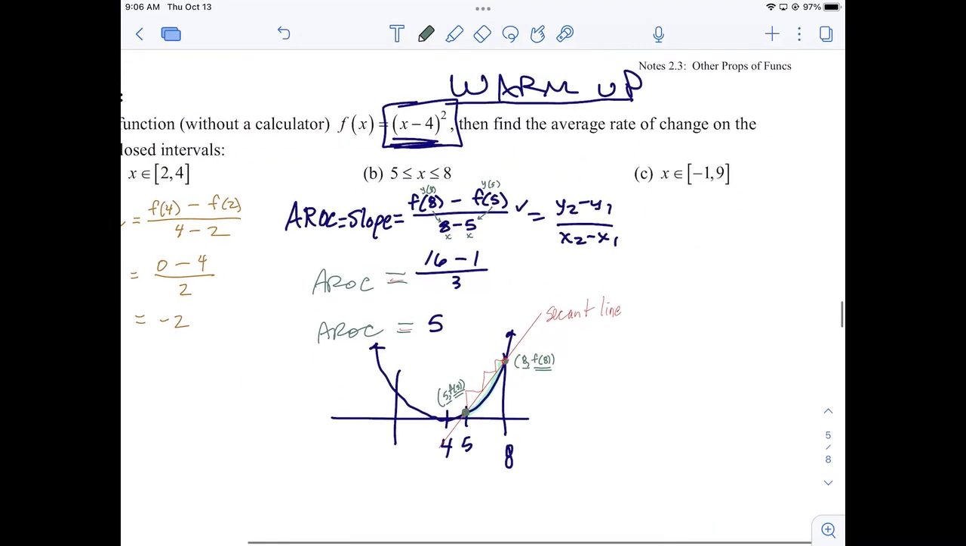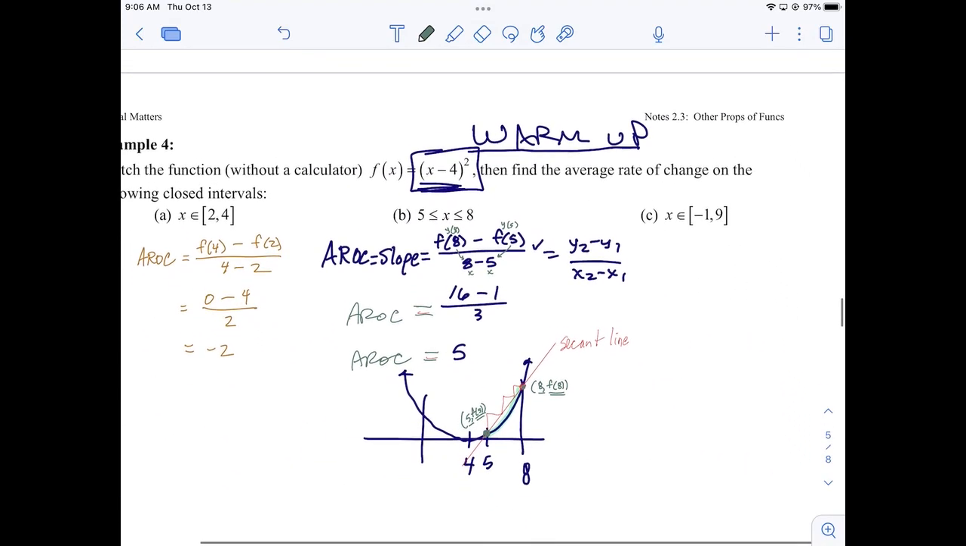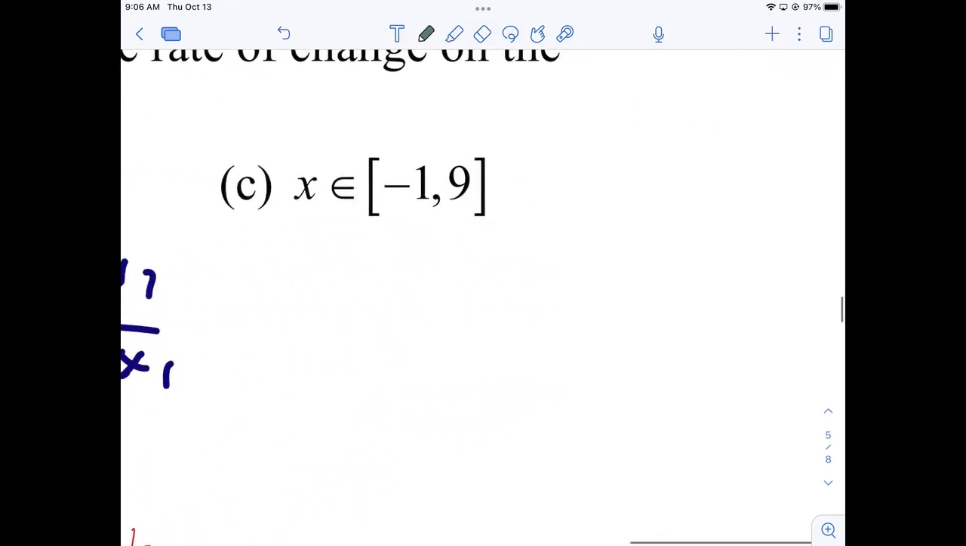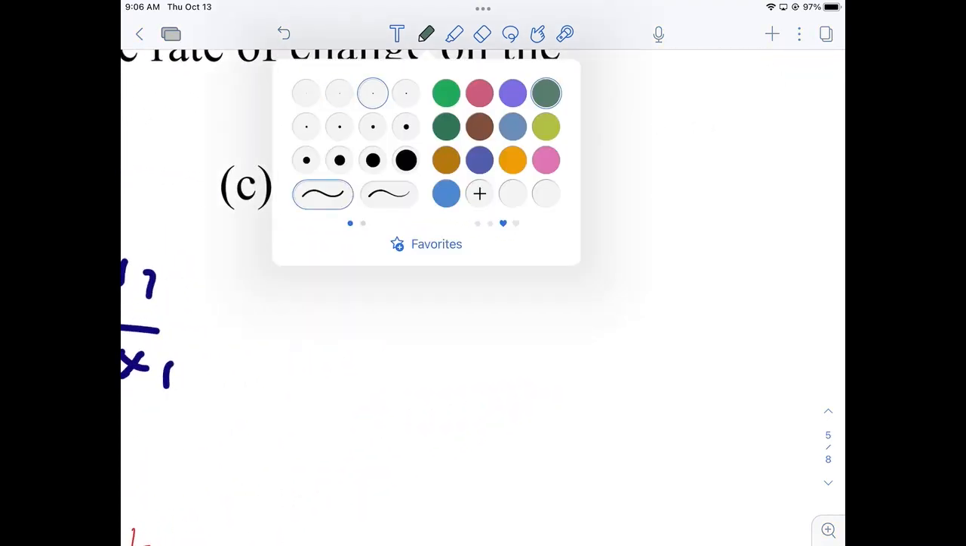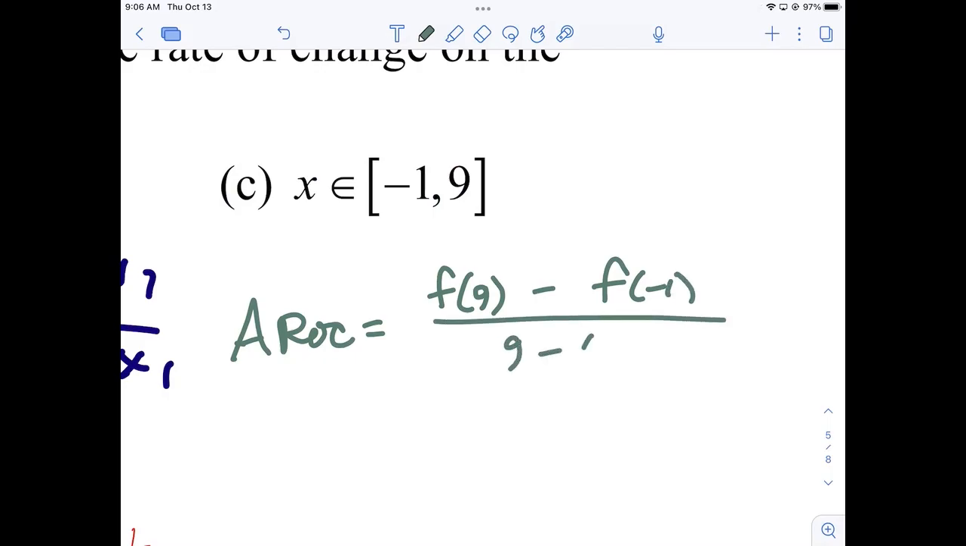And how do we find the f of values? Well, we plug it into the particular function. In this case, it's the quantity x minus 4 squared. All right, so negative 1 and 9. Again, here's what we would show on a quiz, right? We would say A-ROC, average rate of change, f of 9 minus f of negative 1 all over 9 minus negative 1.